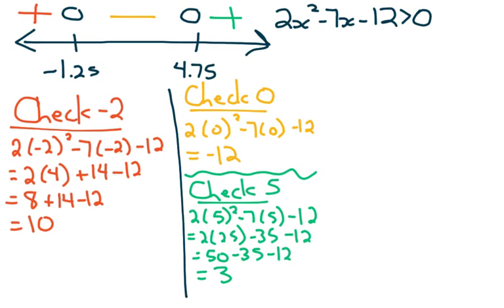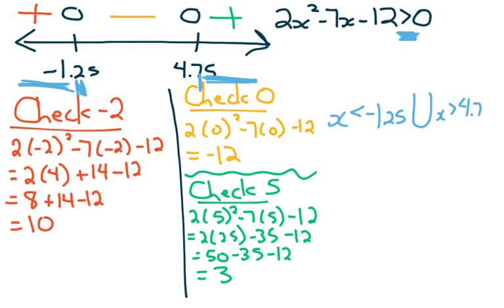Going back to the inequality, we were looking for where 2x squared minus 7x minus 12 is greater than 0, which would be known as the positives, which exist in these two separate sections, one of which on the left less than -1.25, one of which on the right greater than 4.75. So to write that out, we would have x is less than -1.25, or, because we have two separate sections, we need two separate inequalities, x is greater than 4.75.